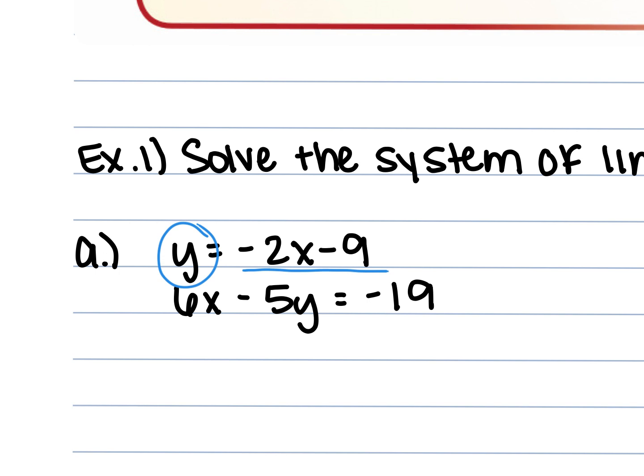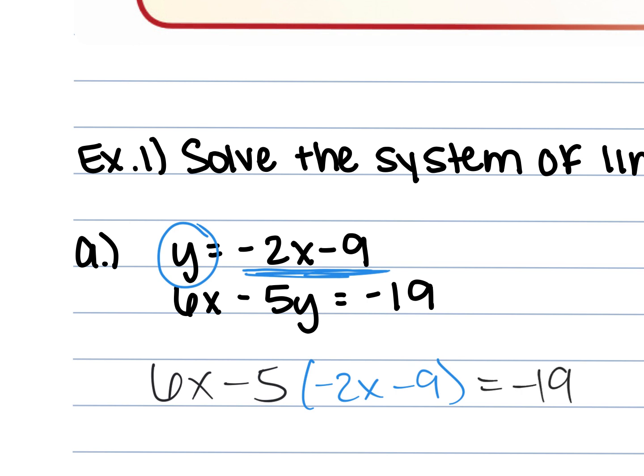So now look at your second equation. It's 6x minus 5y equals negative 19. Replace y, so there's no longer going to be y in your equation. You're going to replace y with negative 2x minus 9. So watch how it looks. We write the same exact equation, 6x minus 5, but instead of y, I'm putting negative 2x minus 9. And then equals negative 19.